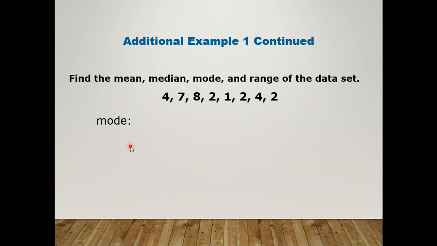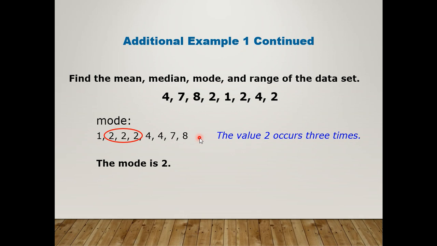For the mode, sabi ko naman sa inyo kanina, pag sa mode, ito yung may pinakamataas na frequency. So dito sa data set natin, ang may pinakamataas na frequency dyan is 2. Bakit? Kasi 2 po is nag-occur ng 3 beses, or meron tayong 3 2s doon sa data set po natin. Therefore, the mode will be 2. And the classification of this is a unimodal.